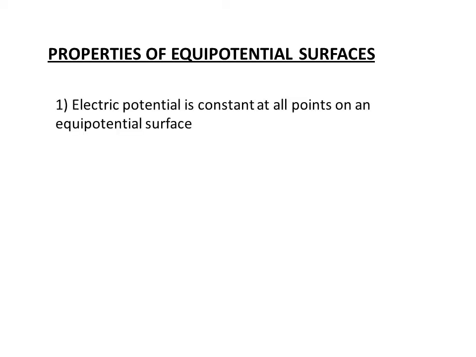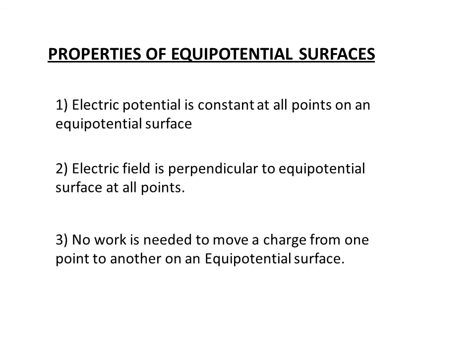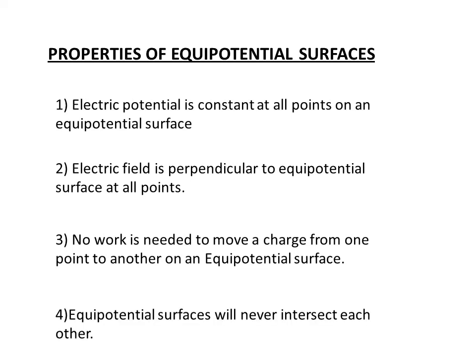So let us conclude the properties of equipotential surfaces. First one is electric potential is constant at all points on an equipotential surface. Second point is electric field is perpendicular to equipotential surface at all points. Third property is no work is needed to move a charge from one point to another on an equipotential surface. And the fourth one is equipotential surfaces will never intersect each other.